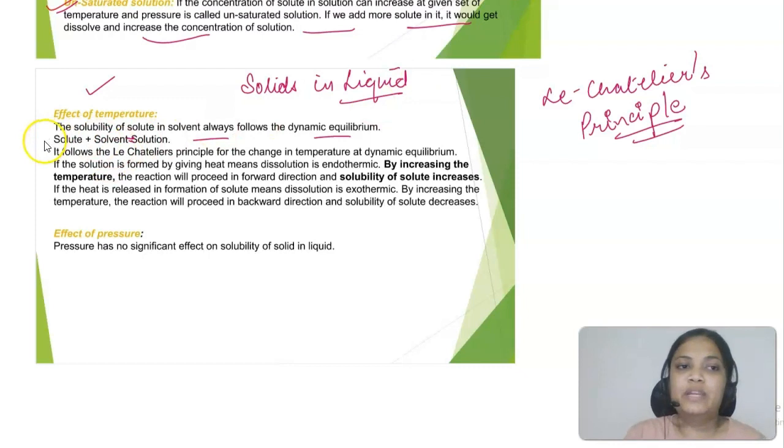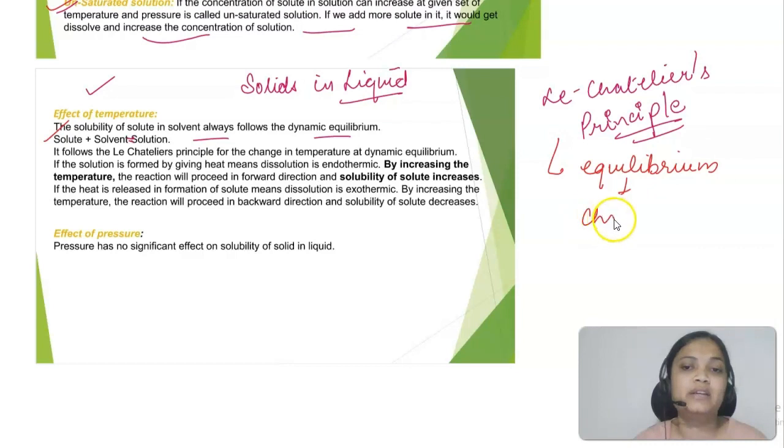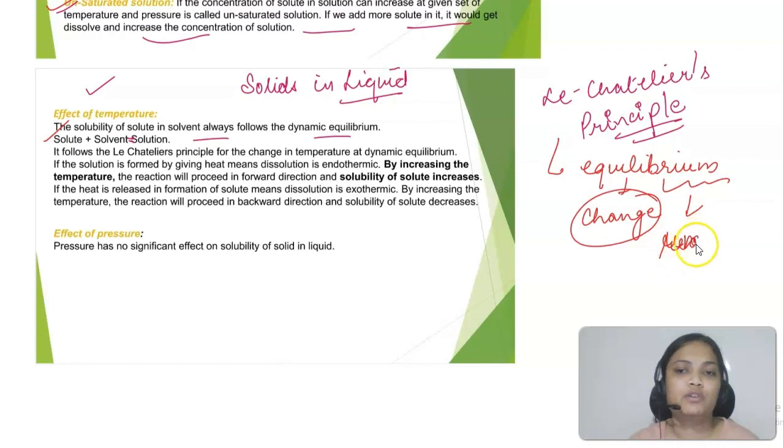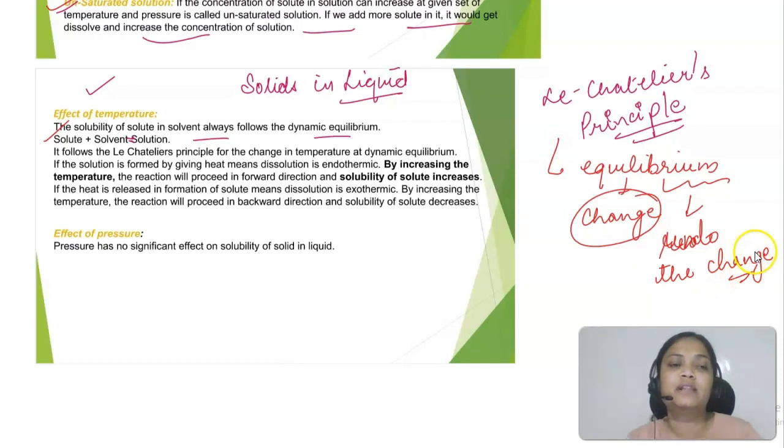Here there is an equilibrium between the solute, the solvent and the solution. Le Chatelier's principle says that whenever a system in equilibrium is subjected to any change, it can be a change of concentration, temperature or pressure, the equilibrium will shift in such a direction as to undo the change. It would like to undo the effect of whatever change is made, and achieve the equilibrium again.